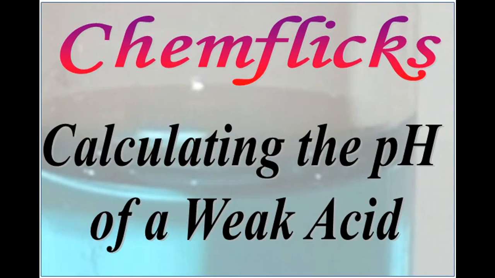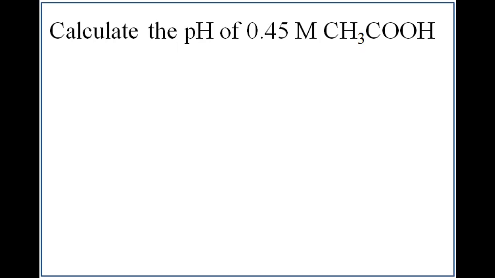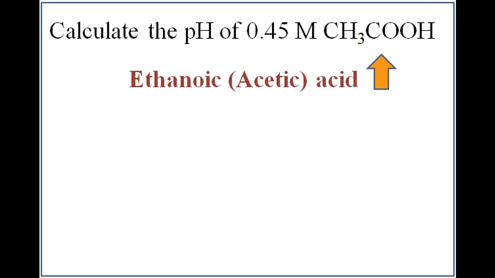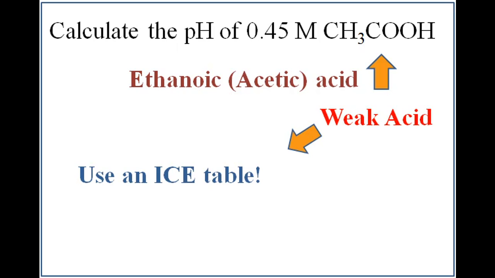Calculating the pH of a weak acid. We're asked to calculate the pH of 0.45 molar CH3COOH. We look up this acid on the table, and it's called ethanoic, or more commonly, acetic acid. And because it's lower than the top 6 acids on the left side, it's a weak acid. To make this kind of calculation using a weak acid, we must use an ICE table.